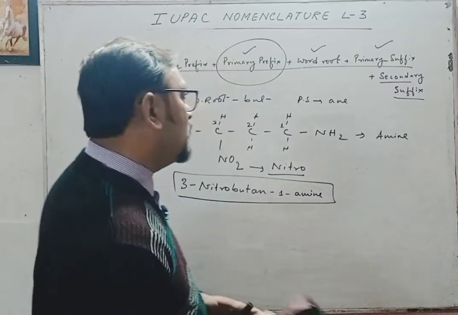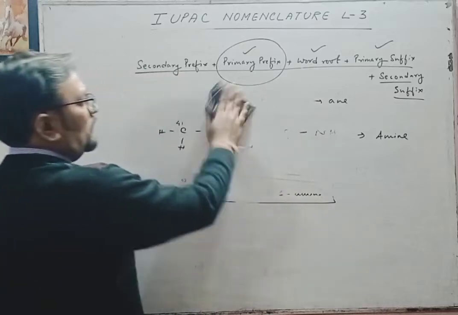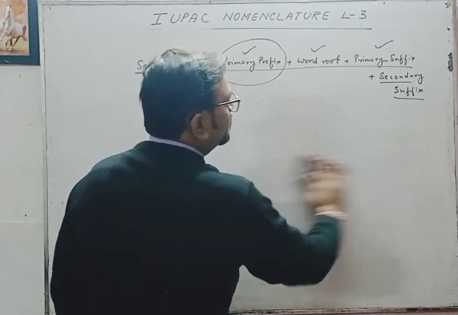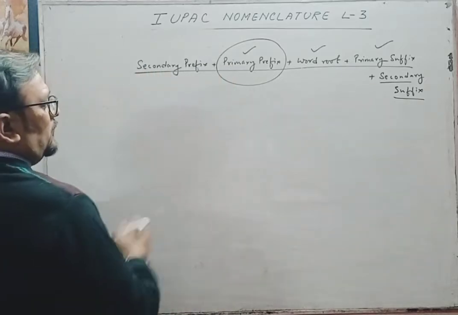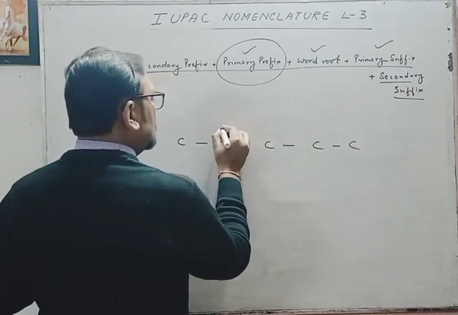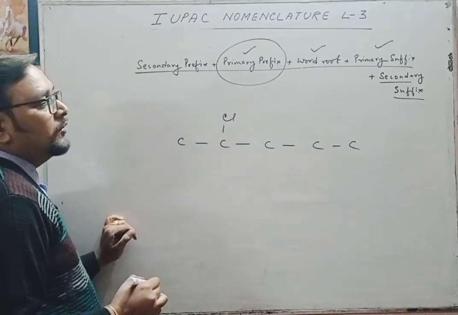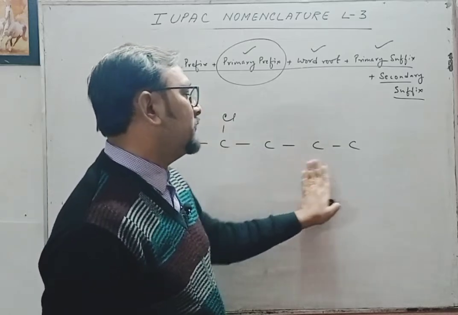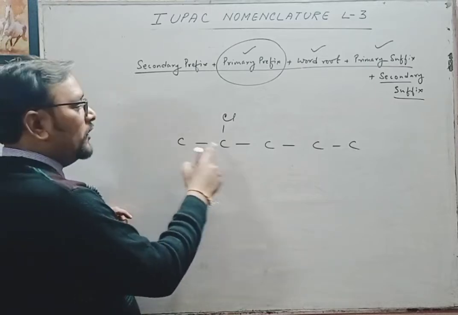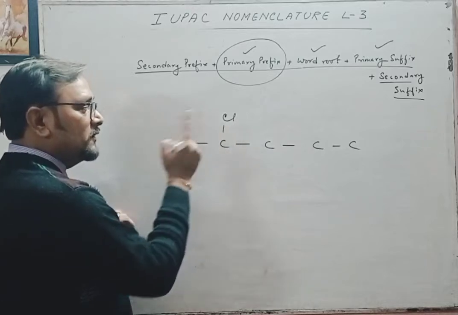Okay, so let us discuss a few more examples with the secondary prefix. So let's say a compound like this, you got a compound. I have given chlorine, Cl, over here. Now what will be the name of this compound? You can pause the video and try it by yourself. Here I will start numbering from this side because I have to give the minimum number to this chlorine. This is a substituent. Yes?